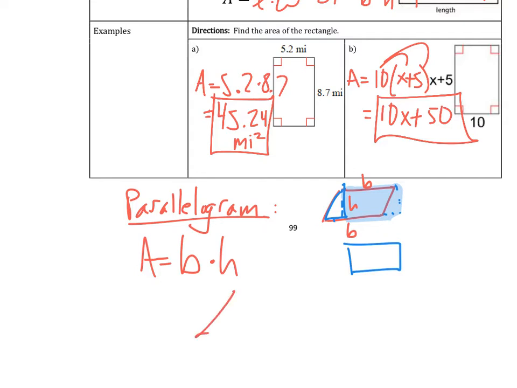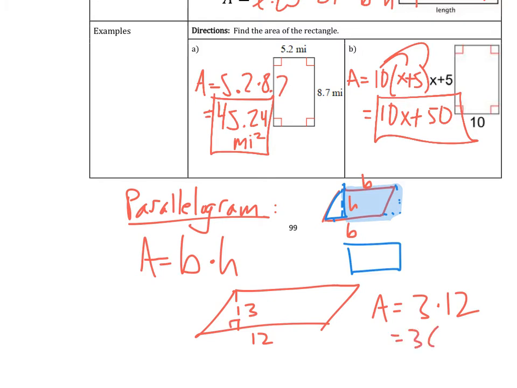So if we had a parallelogram like this, and we know that this is 12, and we know this distance here is 3, then the area is 3 times 12. And this has to be a perpendicular distance, by the way. So 36, maybe we'll say square units.